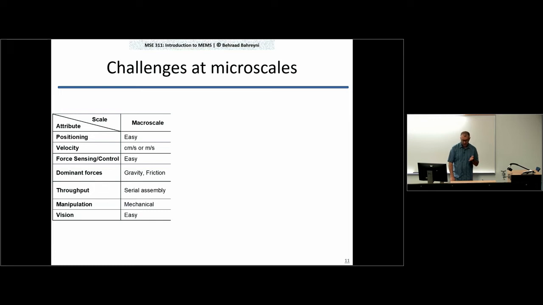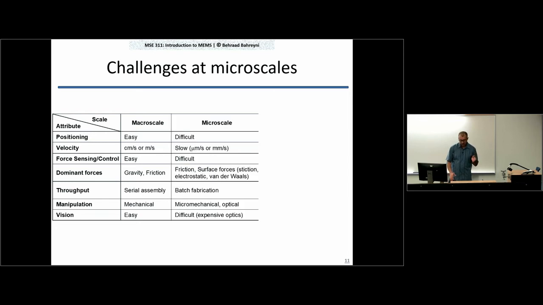So, challenges at micro scales or different scales. Well, at macro scales, positioning is easy. You just put whatever you want and place it wherever you want. Velocities are on the order of meters per second to centimeters per second maybe. Force sensing is easy. You just attach a sensor wherever you want to measure, a strain gauge to wherever you want to measure the strain or forces, load cells, right? And dominant forces at these large scales are gravity and friction. Throughput is usually through serial assembly. You make one device, then you go to the next, then you go to the next. And manipulation is, in most cases, mechanical. You grab onto something and move it. And you see what is going on.